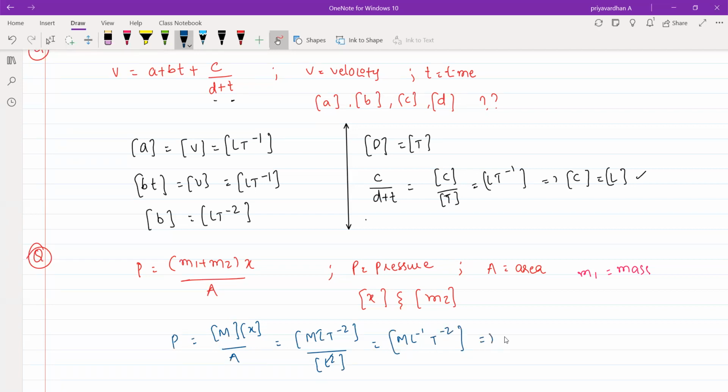So if you want X, you can have it as ML inverse T power minus 2, which is nothing but M X divided by L square. M and M may be gone. So I'm getting L power 1 and T power minus 2. X, directly take it, M times A. MA is nothing but force now. Force divided by area, you can write it. A direct step you can take. If you don't know the formula, you must go with this. This is nothing but the acceleration.